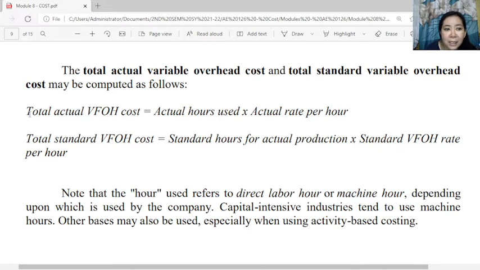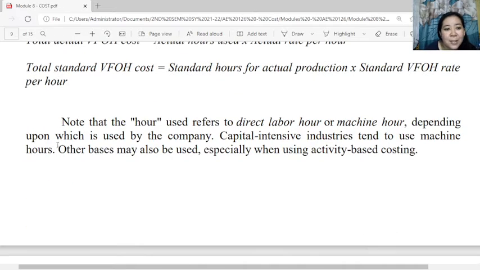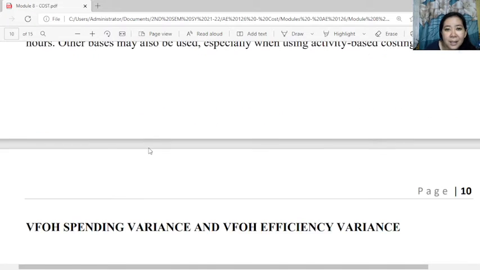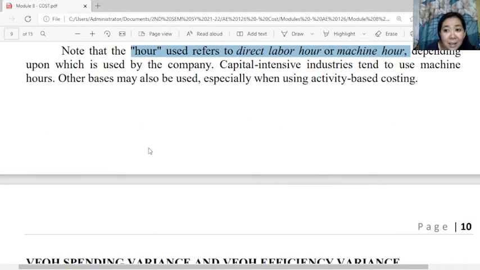And then after determining this actual and standard variable factory overhead cost, we can now deduct this and get the total actual variable overhead variance. So again, please take note that the hour that is used here refers either to machine hours or direct labor hours, depending upon the company or the entity. So most likely in capital intensive industries, they tend to use machine hours. Other bases may also be used, especially when they are using activity-based costing.